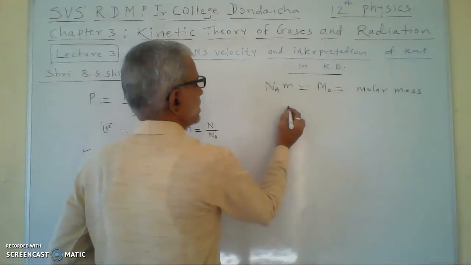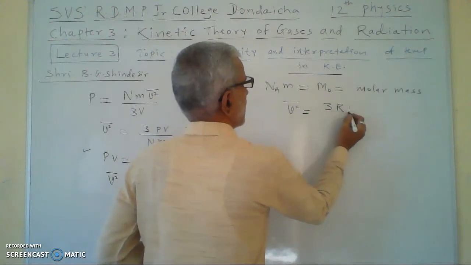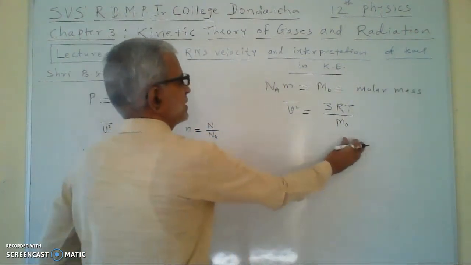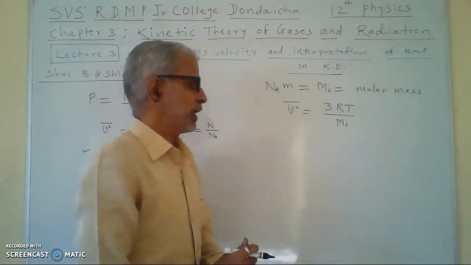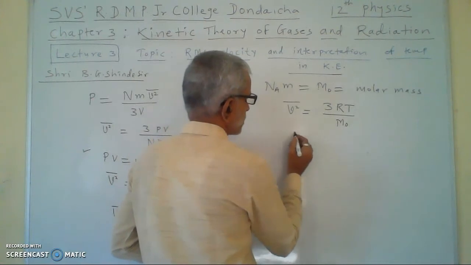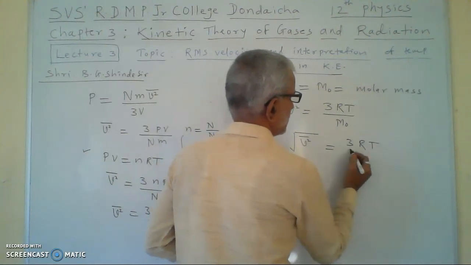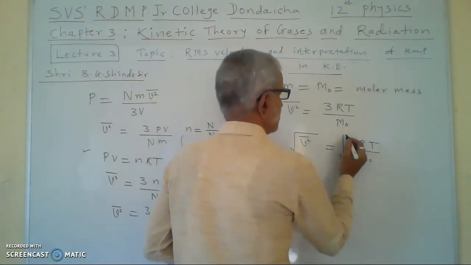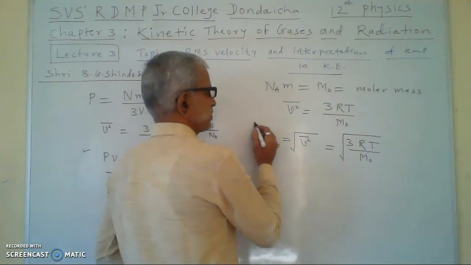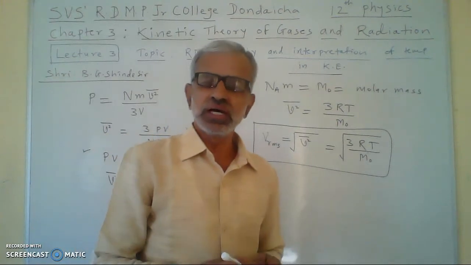So this equation becomes v square bar is equal to 3RT divided by M0. So we get v square bar equal to 3RT upon M0. Now if you take the square root of this, VRMS is equal to the square root of 3RT upon M0, and this is the RMS velocity. This is the expression for RMS velocity of the ideal gas.